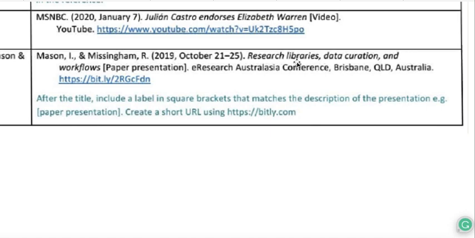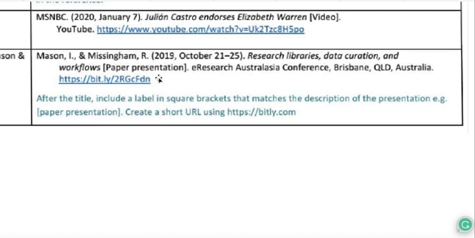Then comes the title of the paper, that is "Research libraries, data curation, and workflows." And we need to mention in brackets that it is a paper presentation. Then what was the title of the conference? That is the eResearch Australia conference, where it was done, comma, and where it was done, what the country was, and what type of institution it was, that is to be mentioned. The dot is to be put, and ultimately, as we accessed it online, the web address is also to be there. After the title, include a label in square brackets that matches the description of the presentation, that is paper presentation. That's what I was talking about here.